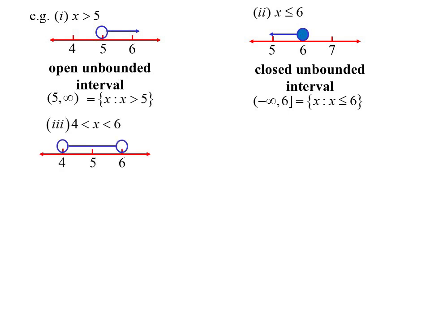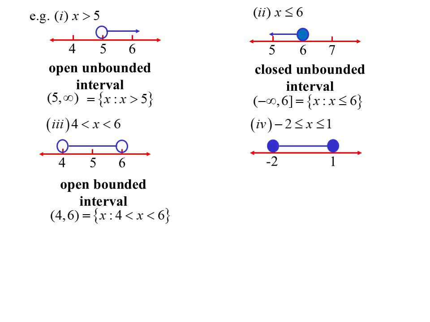X goes between two numbers. So something like that. That one is open, but it's bounded. It has definite endpoints on both sides. So it's an open, bounded interval. It looks like I'm saying the coordinates 4, 6, but no, this is interval notation. Then one like this would be a closed bounded interval.